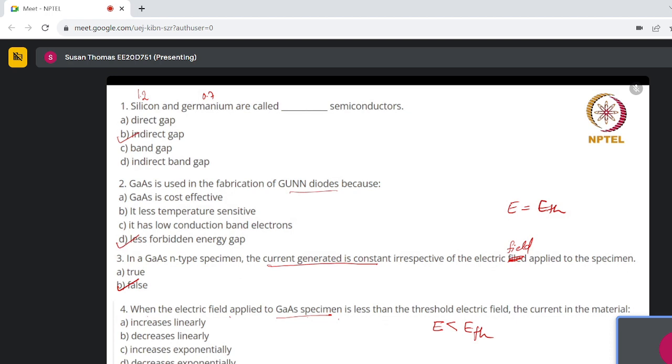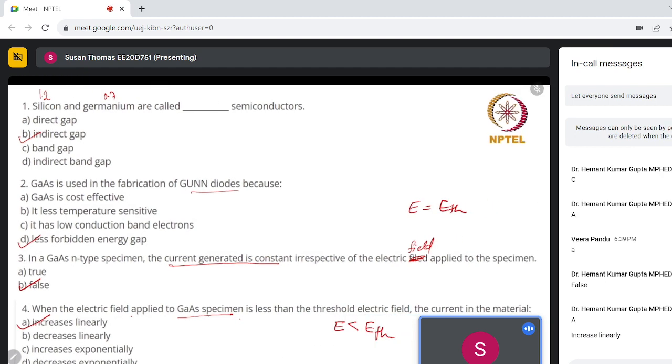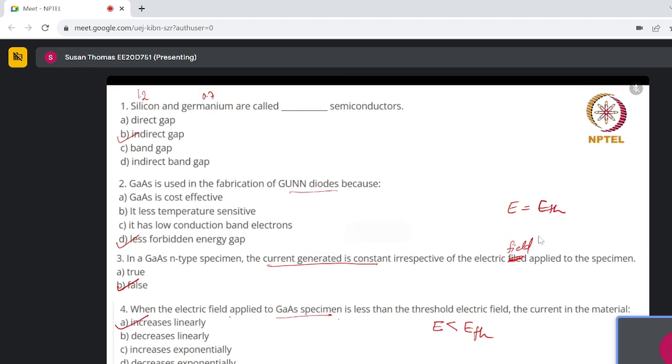To answer that question, you can think about what happens when the electric field is less than the threshold, or how the electrons behave. Whenever the electric field is increasing, basically the electrons will try to jump from the valence band to the primary valley of the conduction band. So basically the current will increase linearly. Yes, your answer is right. Yes, the current will increase linearly.